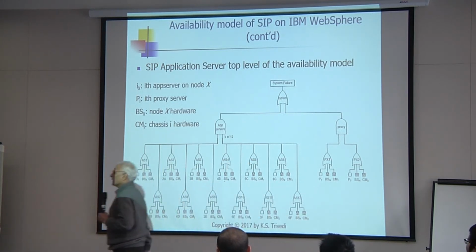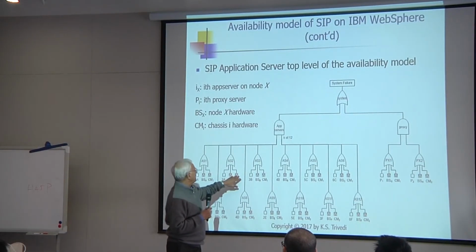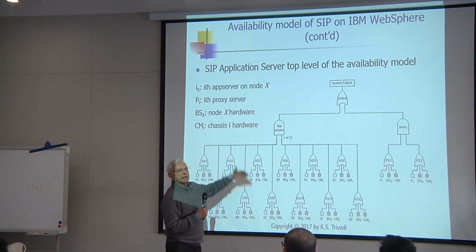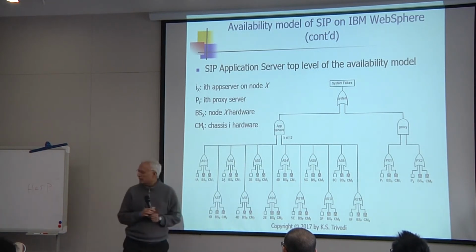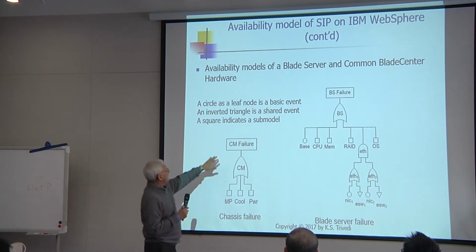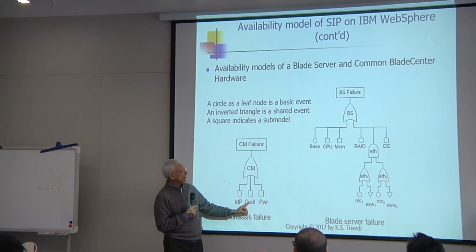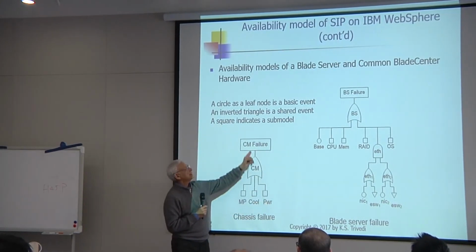So at the top level it's very easy to describe. Then all I have to do is describe each of these nodes with their own models, hierarchically. So chassis common, what does chassis common failure mean? The midplane has failed, or the cooling subsystem has failed, or the power subsystem has failed, then the chassis has failed.